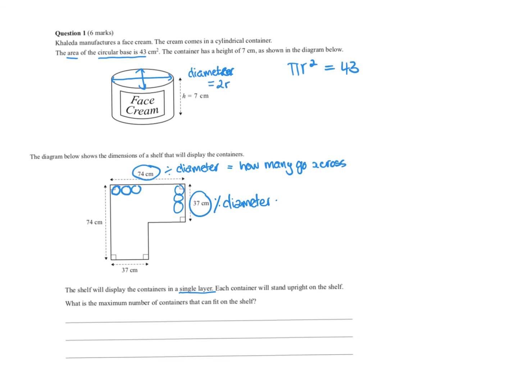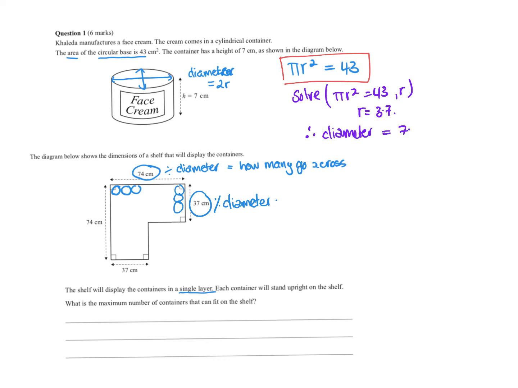So I can use this formula here to find the radius, because I could solve pi r squared equals 43, comma r. So I work out that the radius is 3.7. So therefore the diameter is equal to 7.4. Okay, so if it's 7.4, if you do 74 divided by 7.4, it means we can get 10 across here.